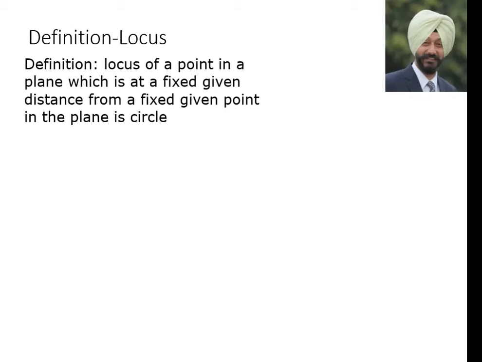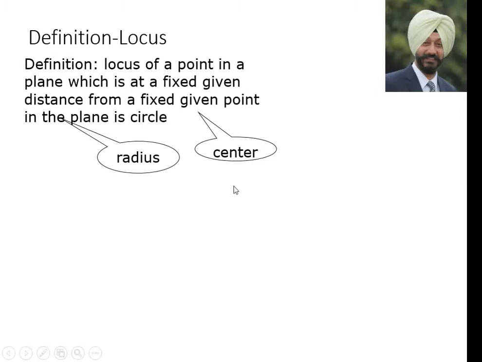Definition: the locus of a point in a plane which is at a fixed given distance from a fixed given point in the plane is a circle. So how do we define this circle? The locus of a point in a plane which is at a fixed given distance from a fixed given point in a plane is a circle. This fixed distance is known as radius, and the fixed given point is known as center.